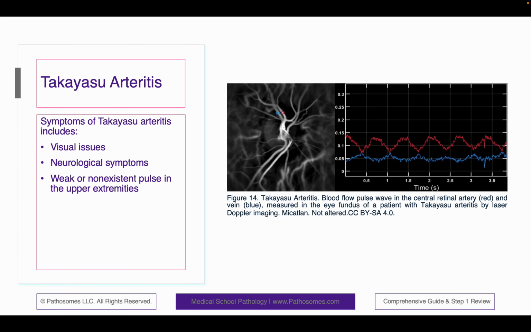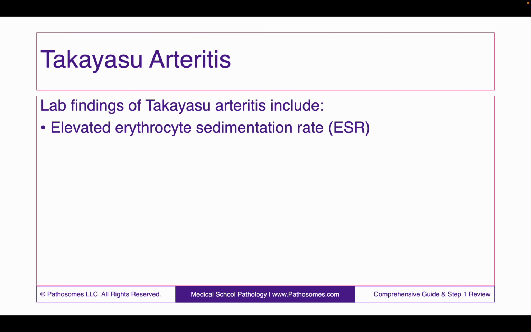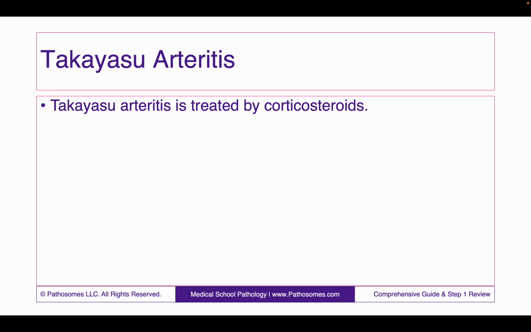Symptoms of Takayasu arteritis include visual issues, neurological symptoms, or even weak or non-existent pulse in the upper extremities, right? So you might see that in a clinical vignette. Lab findings of Takayasu arteritis include elevated erythrocyte sedimentation rate. So differentiate this from giant cell arteritis. Takayasu arteritis is treated by corticosteroids.